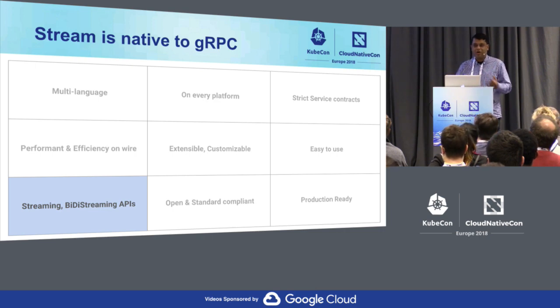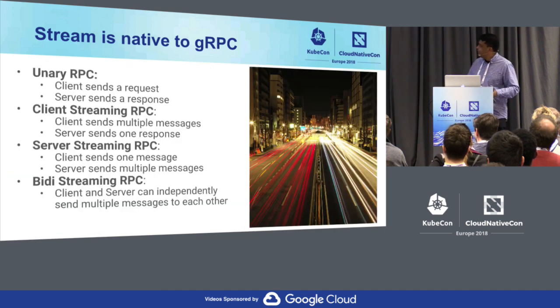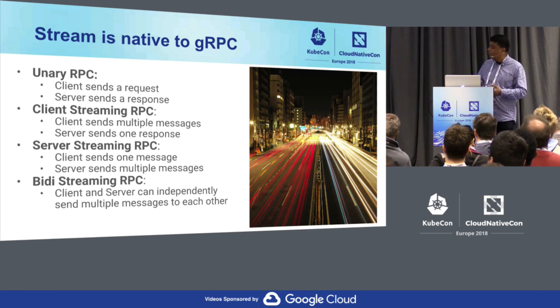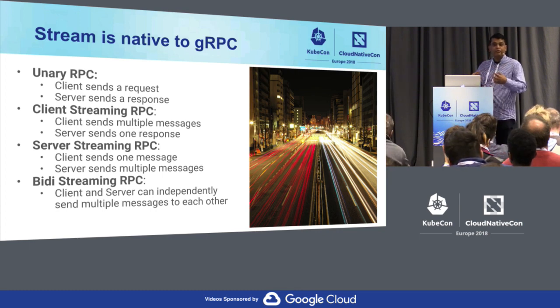Traditionally RPCs are thought of as procedure calls or function calls, but gRPC extends that. Streaming is native to gRPC. Streaming is native to HTTP2 also. What that allows you to do is frame your use case and use the appropriate type of RPC. If you just want to send some data and get a response back, you use unary.